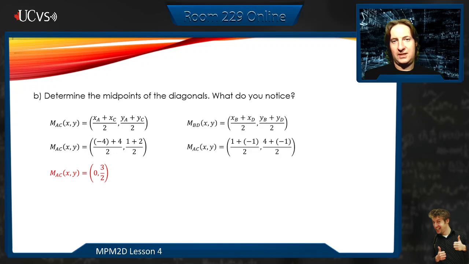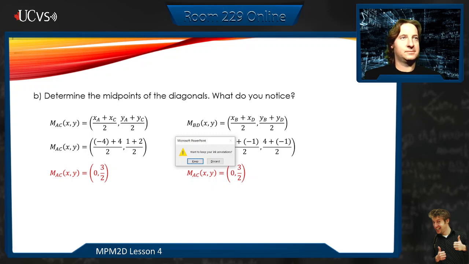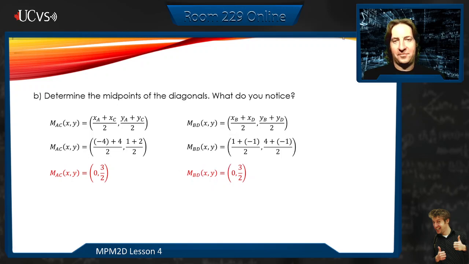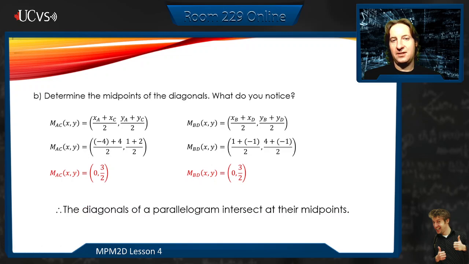And if we do the same for DB, oopsies, 1 second. Sorry, I had the subscript there wrong. So if you can see, we end up with the same midpoint. So the midpoints of the diagonals are the same. So what that tells me is the diagonals bisect each other. The diagonals of a parallelogram intersect at a midpoint.